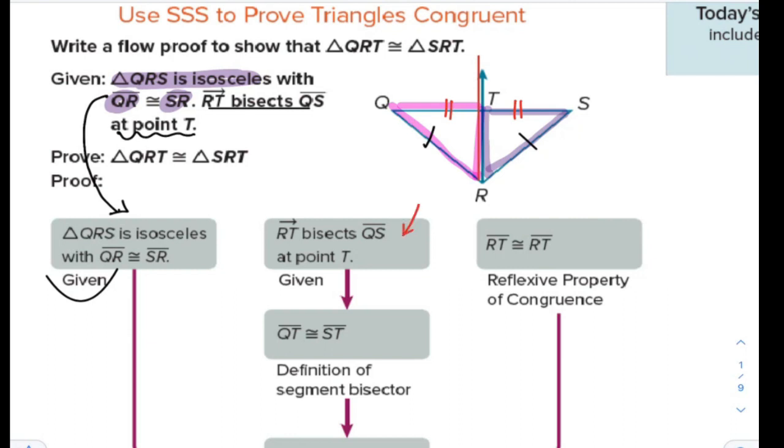So here we will copy in the box the statement that is given, and it is given. The conclusion, so we will drag an arrow from that statement to state that QT is congruent to TS. And this is the conclusion. Why? What's the reason? This is the definition of segment bisector. So here, under the box will be the reason. Okay. Next, he is asking you to prove that the triangles are congruent.